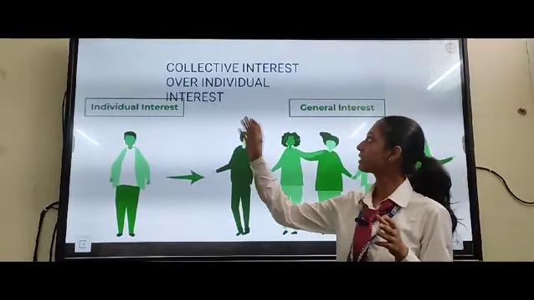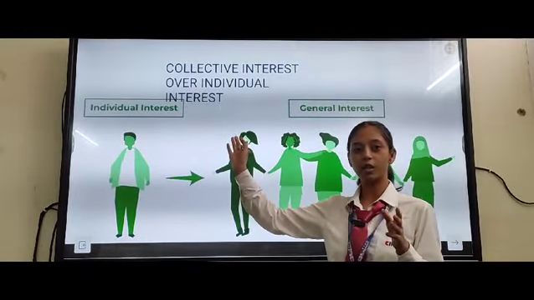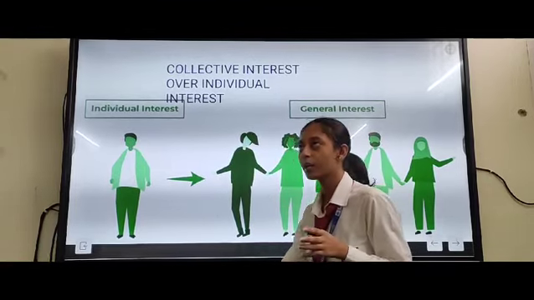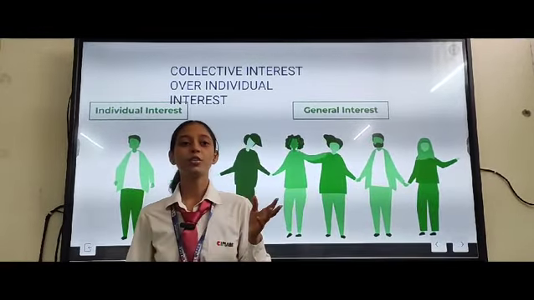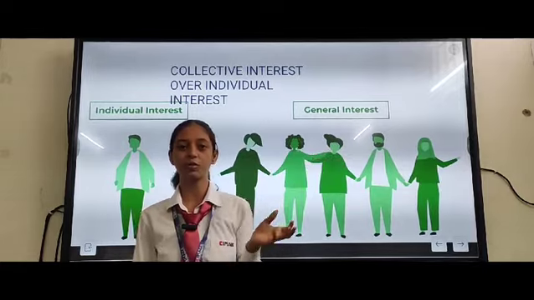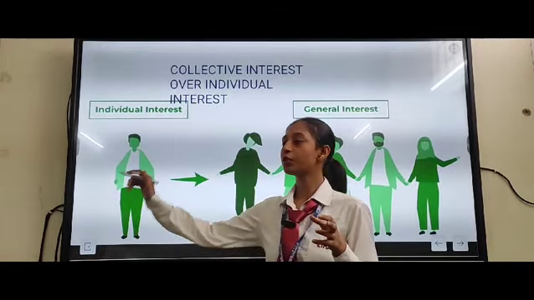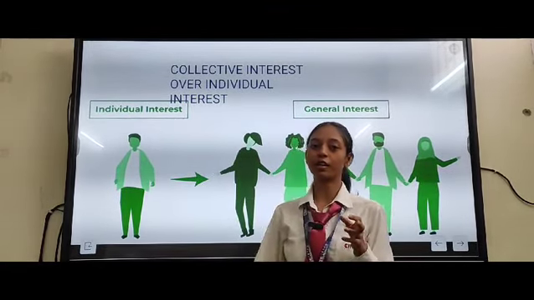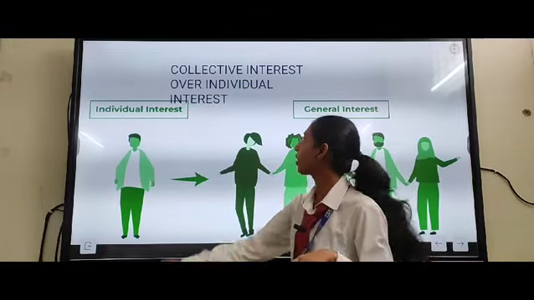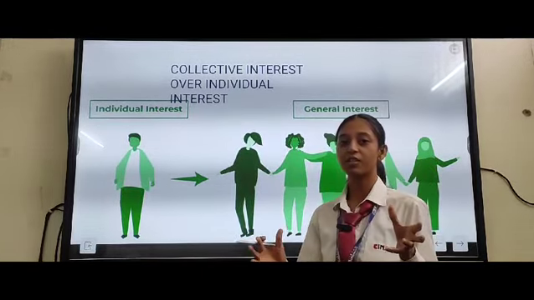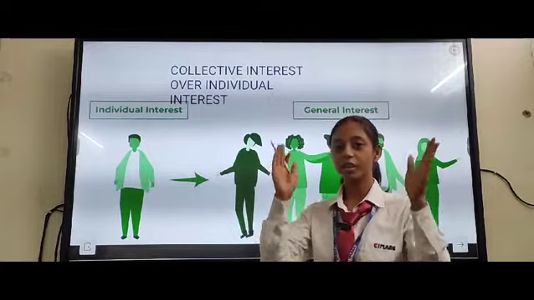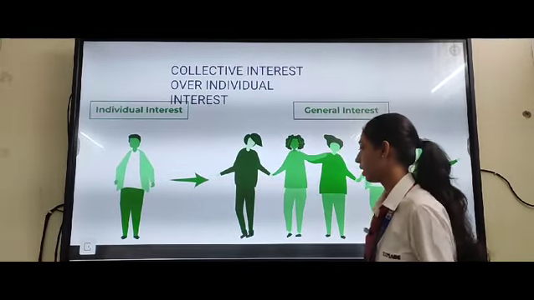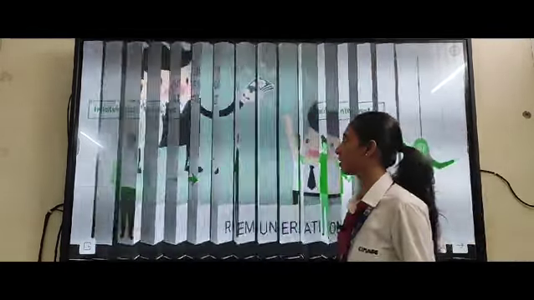Now what comes next is collective interest over individual interest. Now suppose you are opening an organization and you want to make it successful. Would you focus on your interest or the organization's interest? Obviously on your organization's interest, so your collective interest. You have to take your organization forward, not yourself, because that is beneficial for your business.